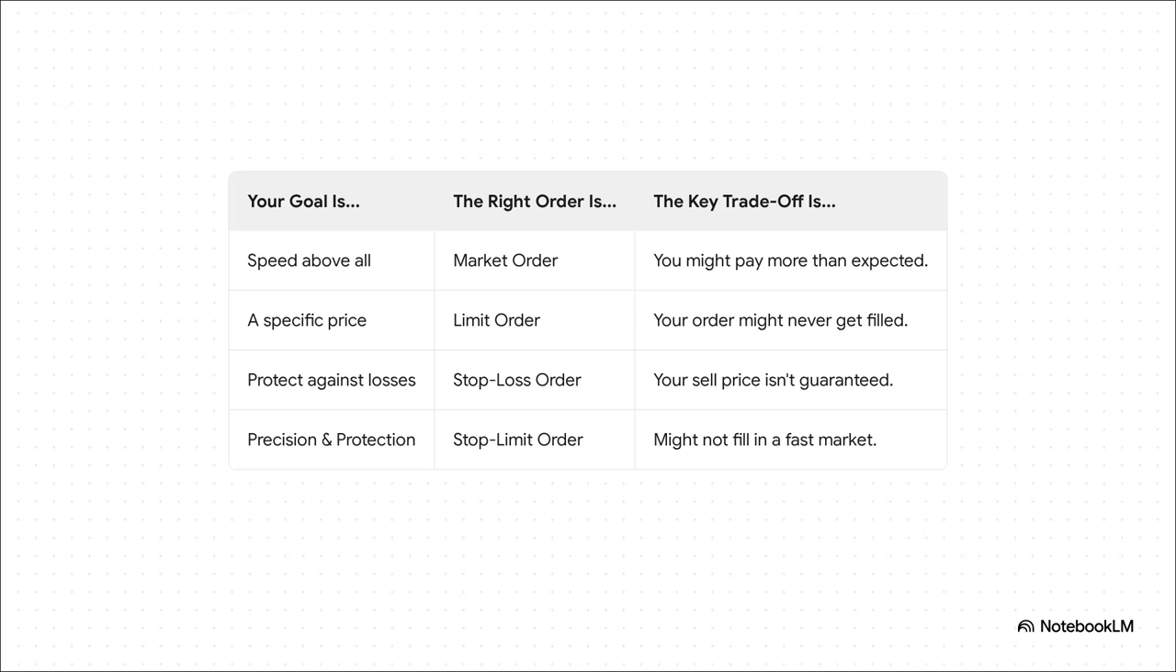If the answer is speed above all else, then you want a market order, but you have to be okay with not knowing the exact price. If your goal is a specific price or better, it's a limit order, but you have to accept it might never happen. If you just want to protect against losses, a stop loss is your friend. Just know the sell price isn't set in stone. And if you need both precision and protection, use a stop limit, but be aware it might not execute if the market is moving too fast.